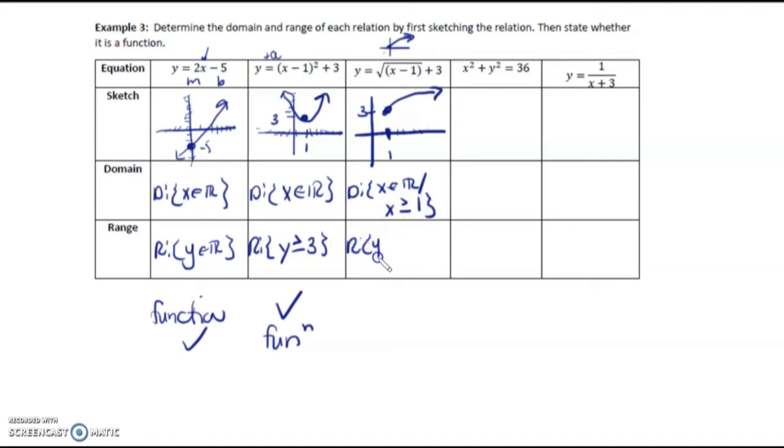Okay, and the y values, again, this is going up. We can say y is an element of the real number system such that y starts at 3 and goes up. So y is greater than or equal to 3. Okay, this passes the vertical line test, so yes, it's a function.